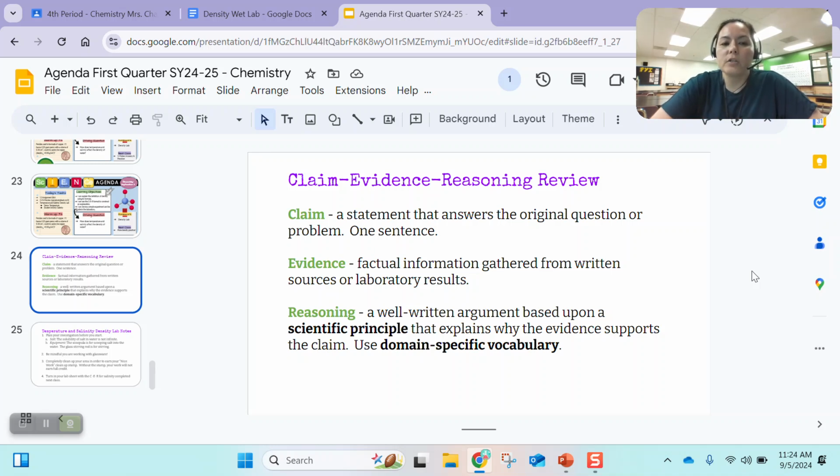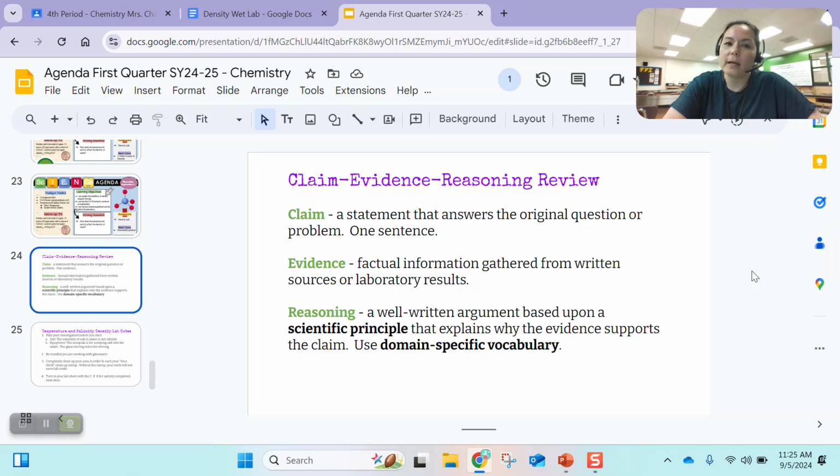Your factual information or evidence can come from a piece of literature, or in our case, it can come from lab results and observations. The last component there is reasoning. And the reasoning part is where a lot of students falter because they struggle with connecting the evidence to the claim via some sort of scientific principle. So today you're going to be looking at what scientific principle am I going to use in order to connect my evidence to my claim and explain why that evidence is so important and crucial to supporting that claim. Also, we are going to be using domain-specific vocabulary.